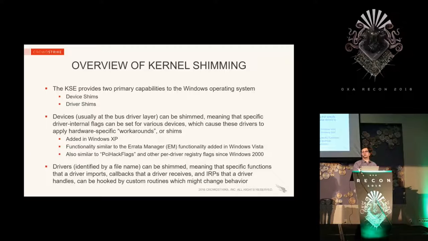So this has been there since Windows XP, under the guise of App Compat. Then in Vista, you had the Errata Manager, which does kind of the same thing. And then in the registry, you sometimes have flags called PCI hack flags or things like that. So it's yet another way for device drivers to identify if there's some sort of weird device on the machine. The second kind of shim this provides is driver shims. A driver shim is basically a file name, a path to a driver that you would like to hook its imports, its callbacks, or its IRP handlers. So it does both driver shimming and device shimming.